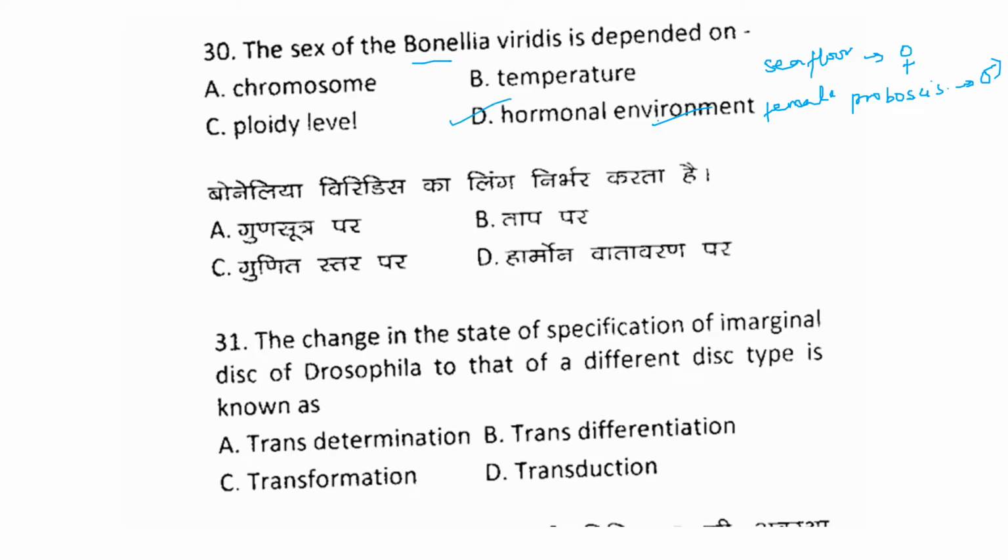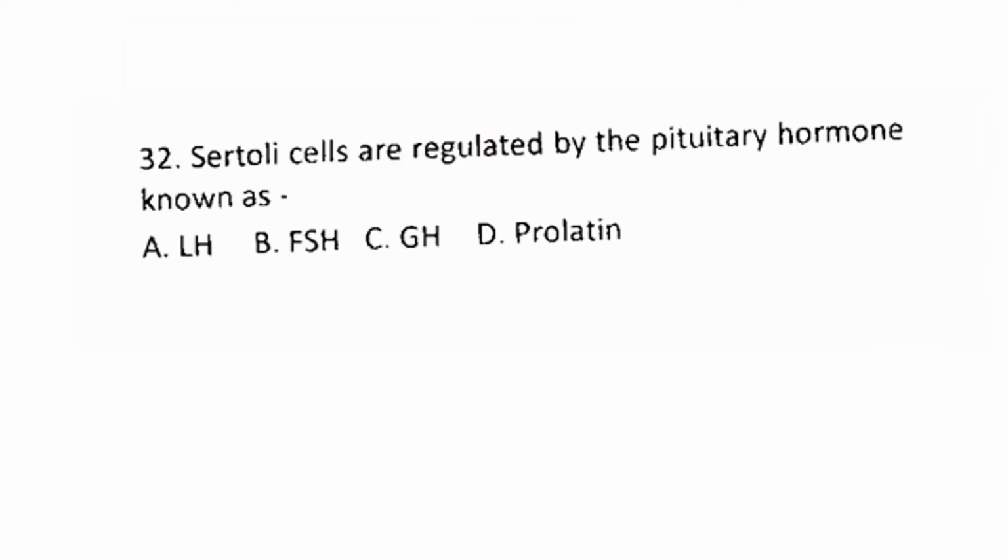Answer will be D. The change in the state of specification of an imaginal disc of Drosophila to that of a different disc type is known as. So options are transdetermination, transdifferentiation, transformation, and transduction. The answer is A, transdetermination.